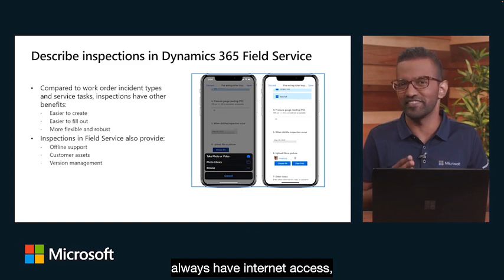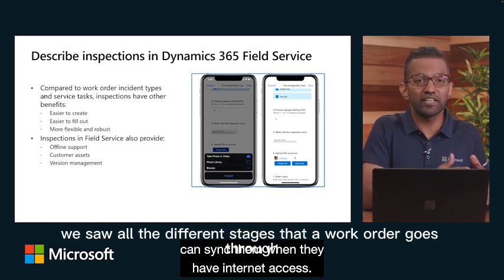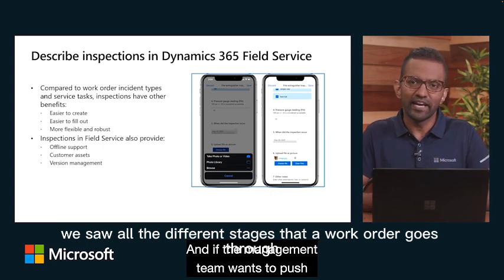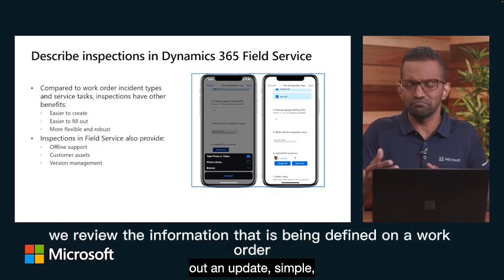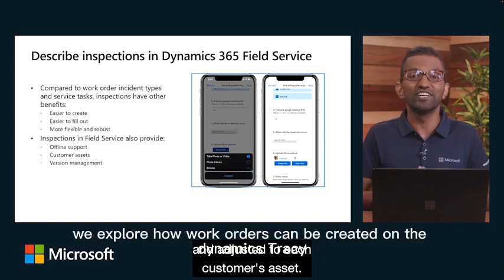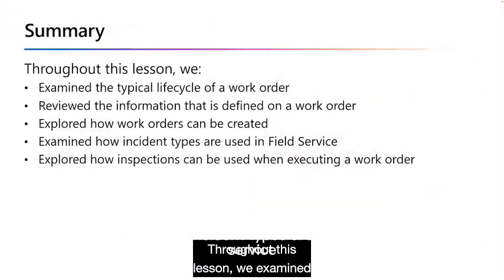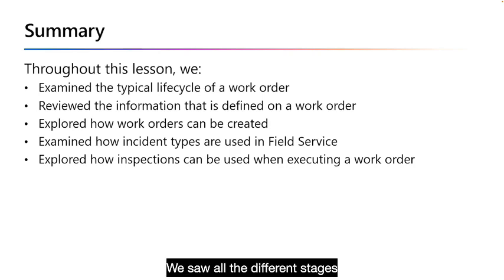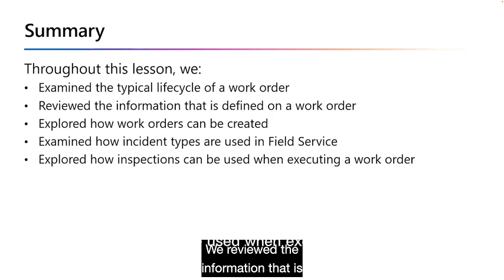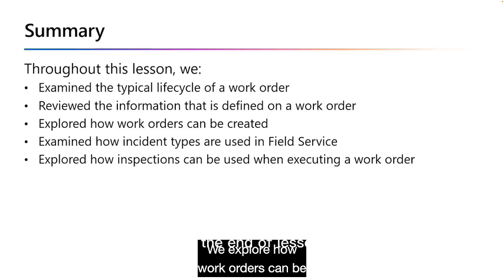Throughout this lesson, we examined the typical life cycle of a work order. We saw all the different stages that a work order goes through. We reviewed the information that is being defined on a work order. We explored how work orders can be created on the Dynamics 365 app, all the fields that you could populate. We examined how incident types are used in the field service. And we also had a brief introduction to the concept of inspections and how they can be used when executing a work order. That is the end of lesson 1.